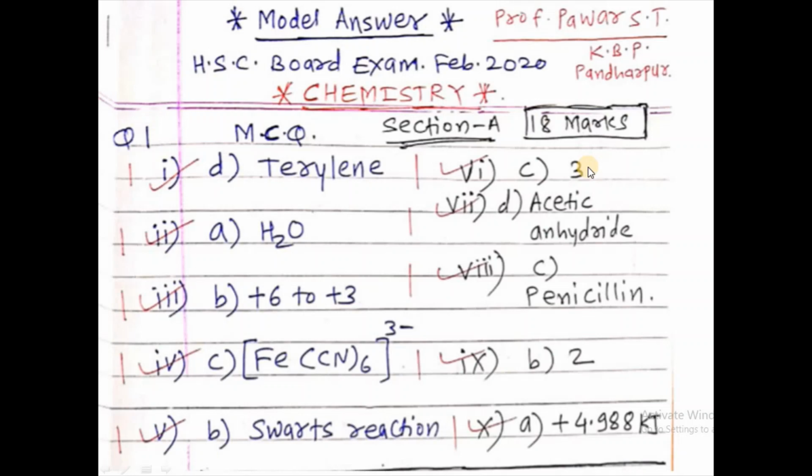And acetic anhydride on treatment with glucose will give pentaacetyl derivative of glucose. Pentaacetyl derivative. Hence acetic anhydride D is the correct option. Then identify antibiotic drug amongst the following. The examples are codeine, equinyl, Valium, and penicillin. And the C option is the correct. Penicillin is the antibiotic drug.